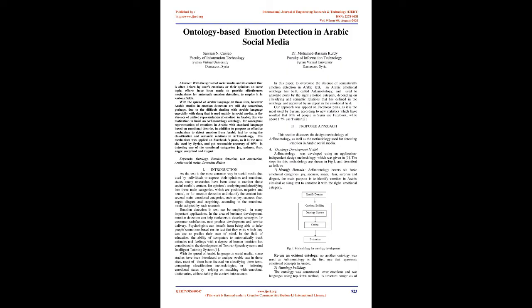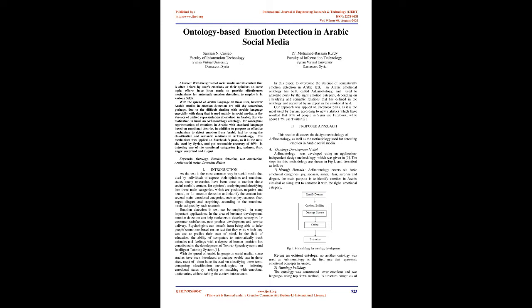Ontology-based emotion detection in Arabic social media. Abstract. With the spread of social media and its content that is often driven by users' emotions or their opinions on some topic, efforts have been made to provide effective mechanisms for automatic emotion detection, to employ it in various fields. With the spread of the Arabic language on those sites, however, Arabic studies in emotion detection are still somewhat shy, perhaps due to the difficulty of dealing with the Arabic language, especially with slang that is used mainly in social media.